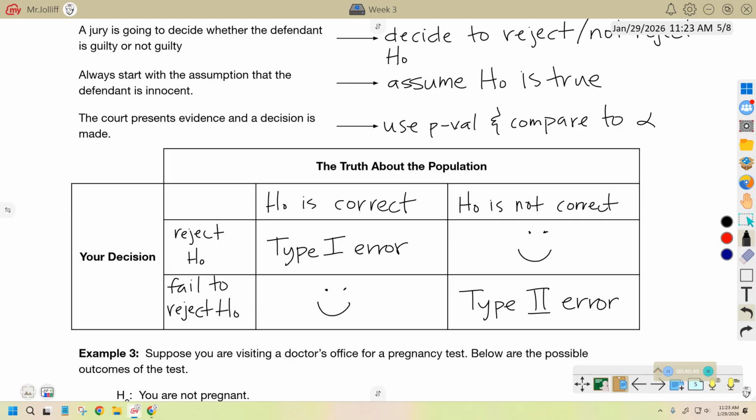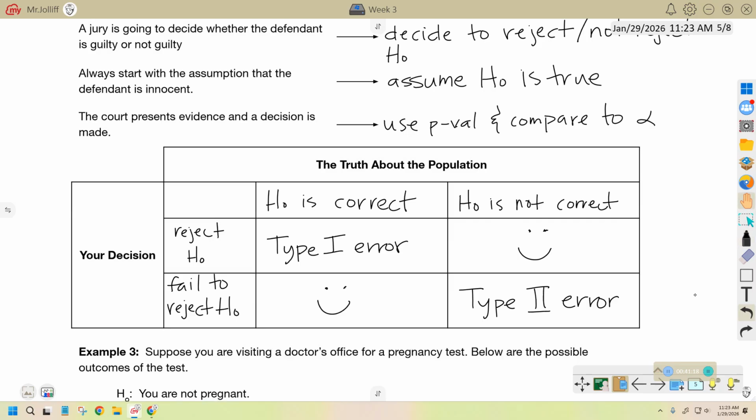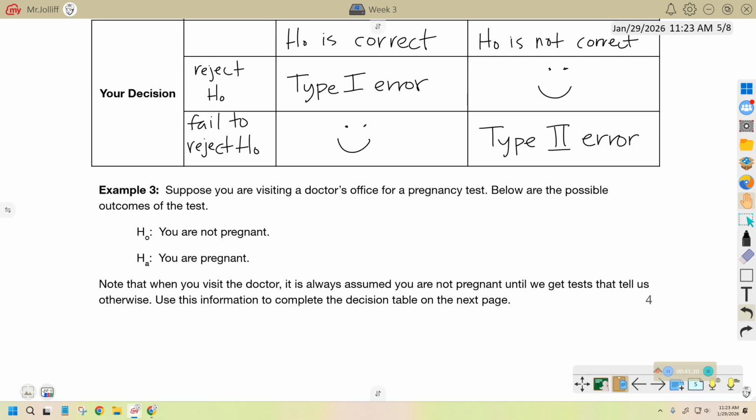One of the things that the AP test is going to ask you to do in the FRQs is they will give you a scenario with the hypotheses already written out, and they'll ask you to describe what those two errors look like in terms of the scenario, in terms of the context, and then ask you about real-world consequences. We're going to practice the first half now, and we'll do the second half later. And yes, this is a silly example. Try to keep the giggles to a minimum.